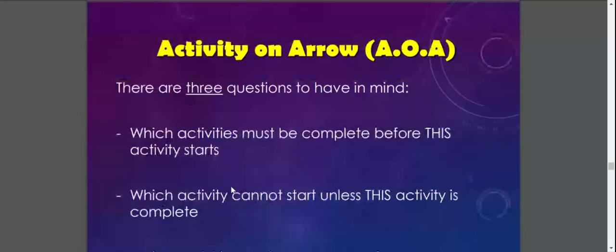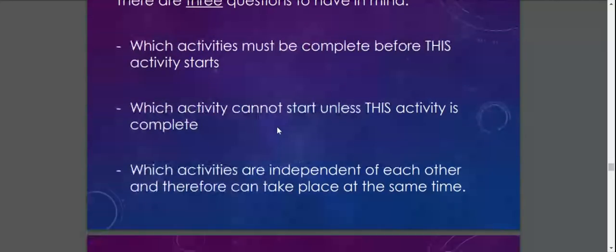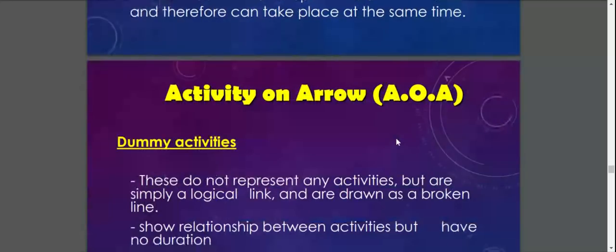So there are three questions to have in mind when you do the AOA. Which activity must be complete before this activity starts? Which activity cannot start unless this activity is complete? And which activities are independent of each other and therefore can take place at the same time?